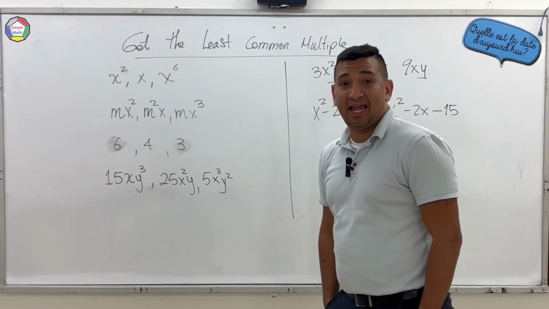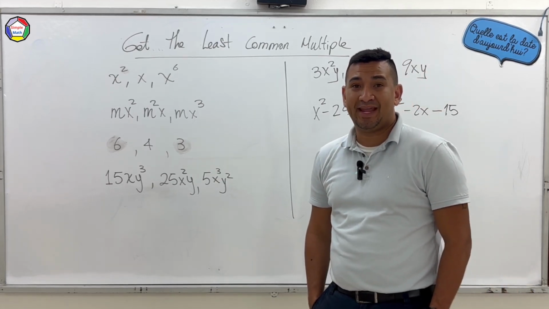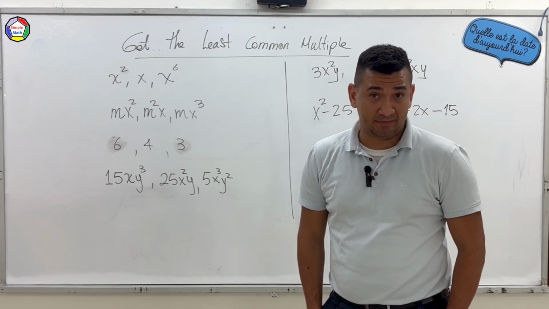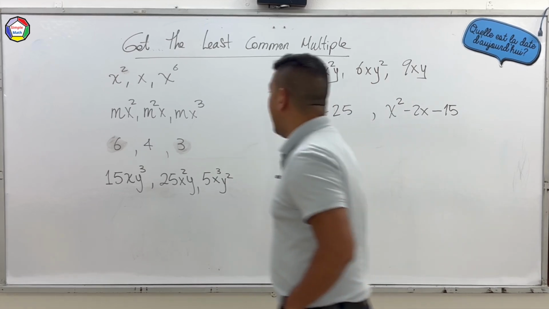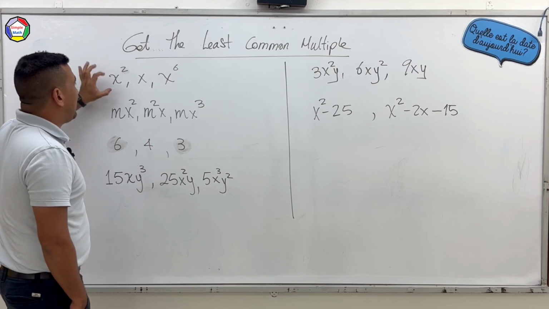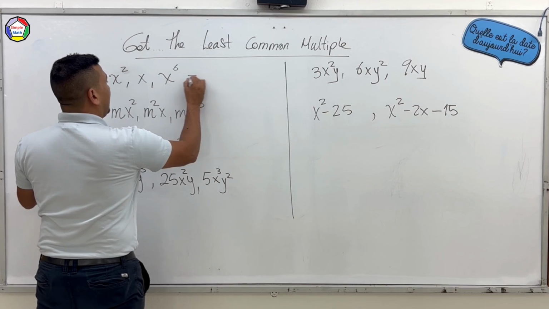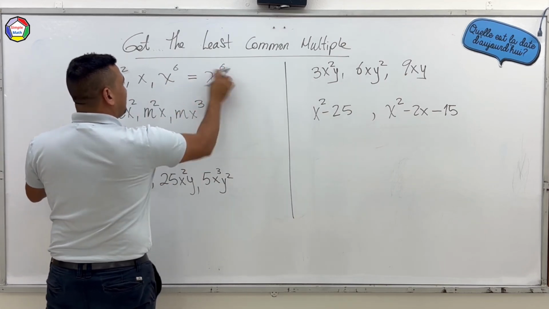Today I will explain how to calculate the least common multiple of numbers and variables, and numbers and variables together. Okay? So let's start with the first one. Take into account that if the variable is repeated, the least common multiple is the variable with the highest exponent.